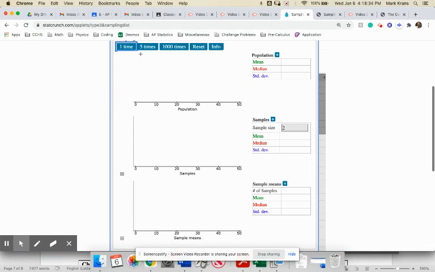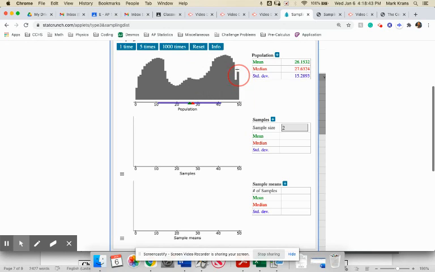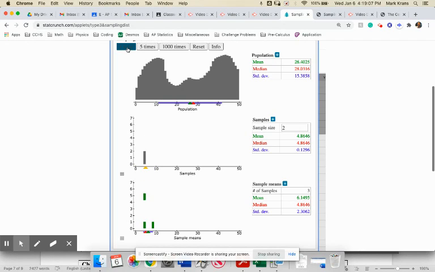All right, so right here, let's take something that's really, really crazy bimodal like that. So there's my population. Notice it has a mean of 26.4, standard deviation 15. It's clearly not symmetric because the mean is below the median. If I take samples of size 2, sometimes you get low numbers. Sometimes you get high numbers. I'm getting lots of low numbers here.